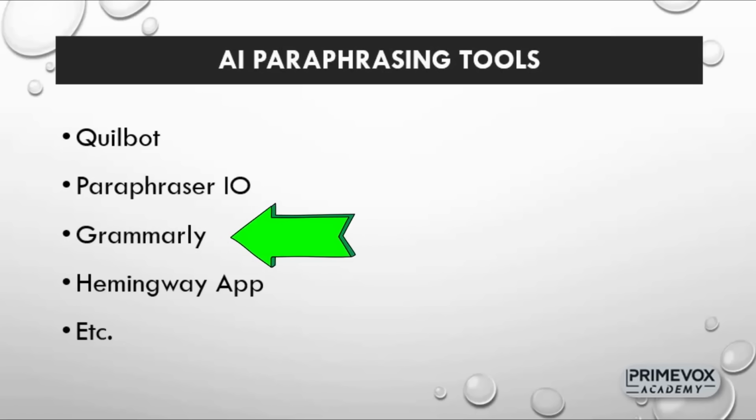You can get the pro version. I think it costs about $12 per month. Then the next one is Hemingway app. It's good for checking the readability of your content. You can go and check it out. Remember, there are so many other paraphrasing tools.